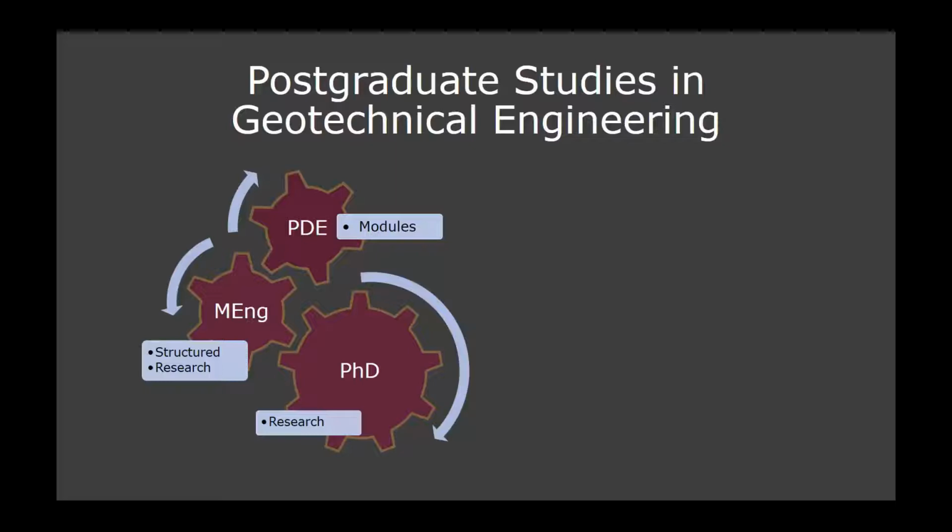So what are some of the options available for postgraduate study in geotechnical engineering? Well, we offer what's called a postgraduate diploma in engineering, and this is a modules-based postgraduate degree. Then there is the Masters of Engineering, and there are 2 approaches here, a structured and a research. The structured approach, you do 8 modules, and then you do a small research component, whereas the research one, you have a much larger research component. So you still need to do 3 courses, but your credits come from doing a research project.